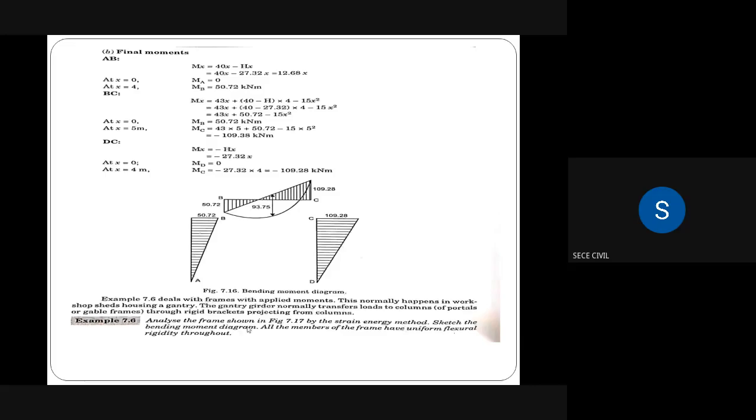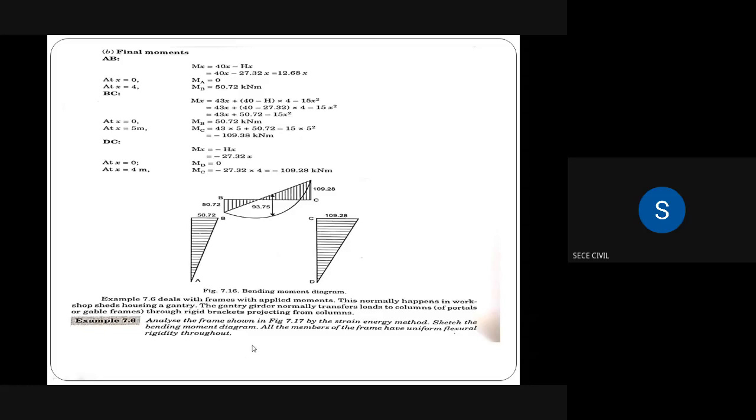Okay, I'll start the next problem. The question is here: Analyze the frame shown in figure by strain energy method. Sketch the bending moment diagram. All the members of the frame have uniform flexural rigidity throughout.